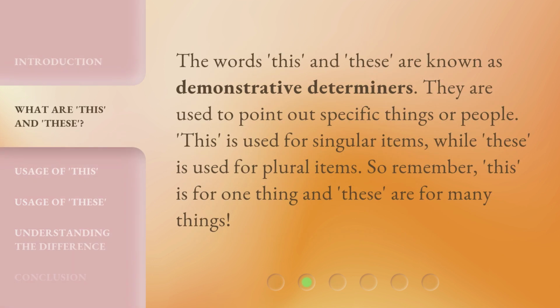The words this and these are known as demonstrative determiners. They are used to point out specific things or people. This is used for singular items, while these is used for plural items. So remember, this is for one thing and these are for many things.